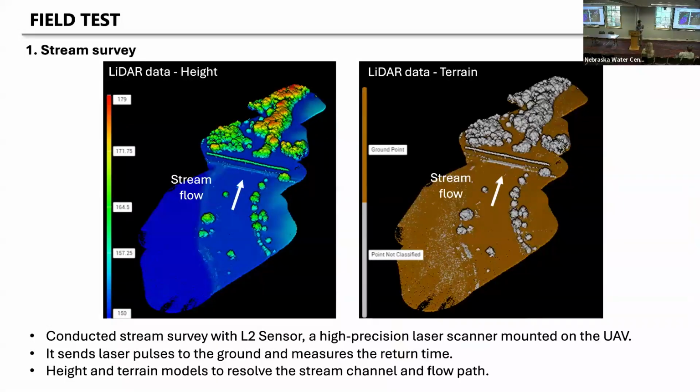So we conducted the survey with the L2 sensor. The L2 sensor is for LiDAR data. It is a high precision laser scanner mounted on the UAV. It sends lasers to the ground and measures the return time so that it can detect the height of the objects on the surface. On the left, you can see the height information from the LiDAR data. From there, we can build the terrain model, which is shown on the right.